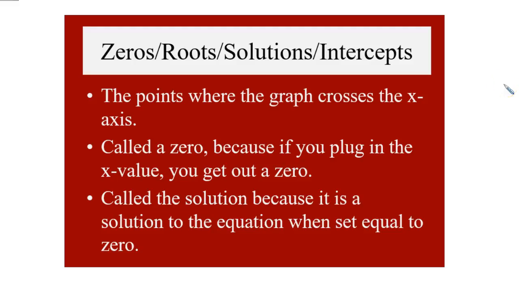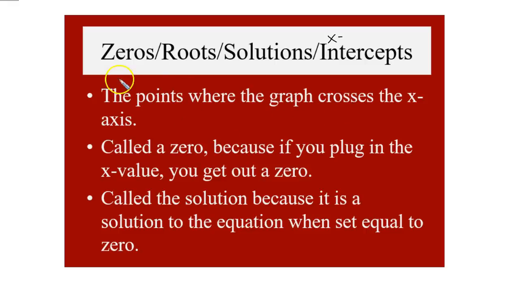Another thing that you are expected to know and be able to find are called zeros. We also, just to confuse you, call them roots. So zeros, roots, solutions, and intercepts. And more specifically, we're talking about x-intercepts. All right. These terms all mean something slightly different, but we use them interchangeably when we are talking about the point where the graph crosses the x-axis. Okay, on a graph, that's what we're looking for, the point where the graph crosses the x-axis.